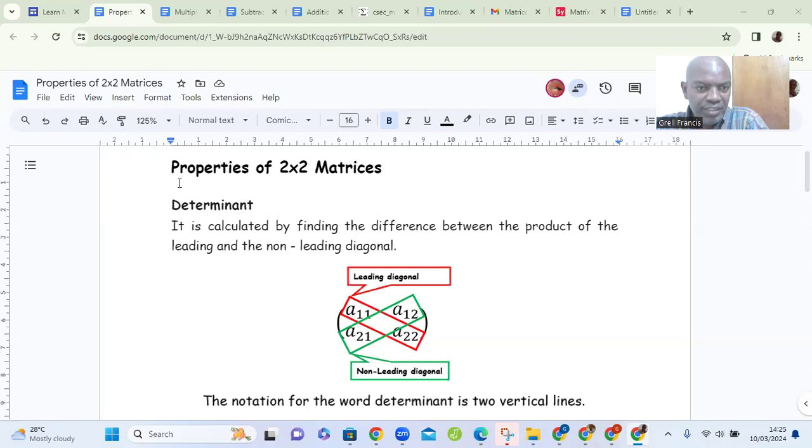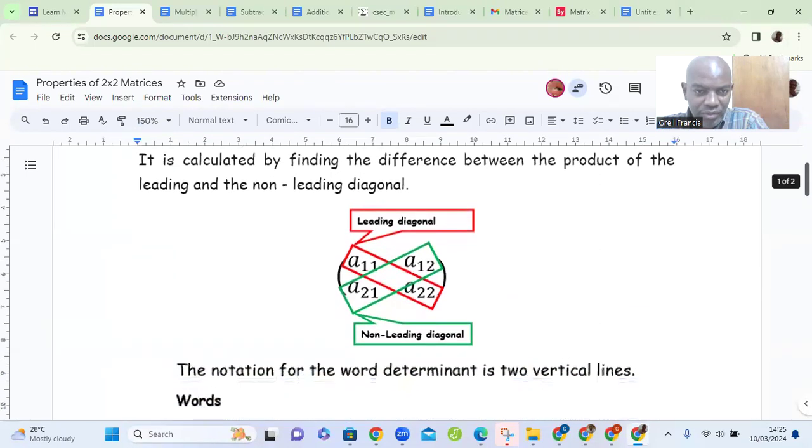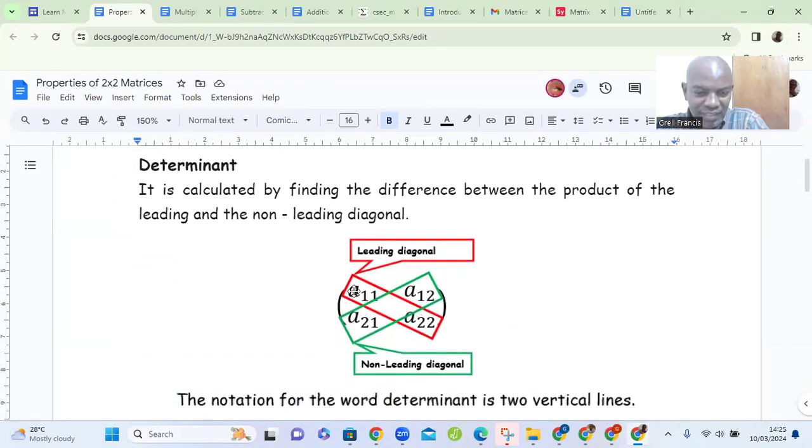This video presentation is with regards to the properties of 2x2 matrices. First, we're going to talk about the determinant. The determinant is calculated by finding the difference, meaning the subtraction, between the product of the leading and the non-leading diagonal. So the leading diagonal will start with the first element and go diagonally down to the last element, that is the one in the second row, second column. And that will form the leading diagonal.